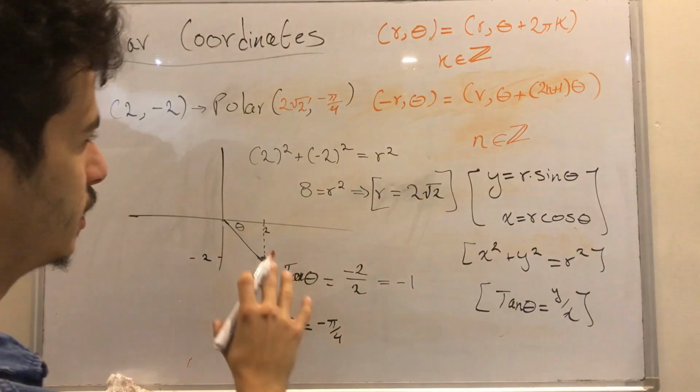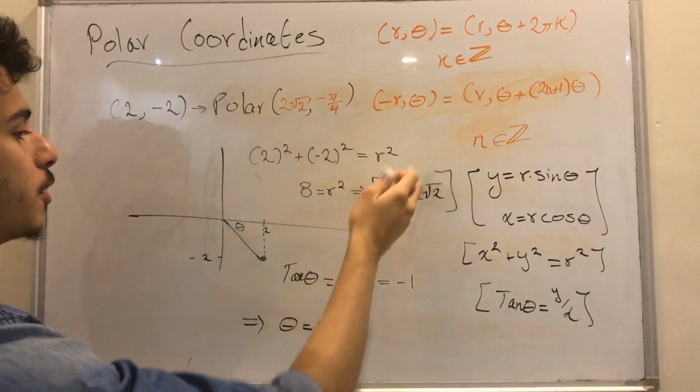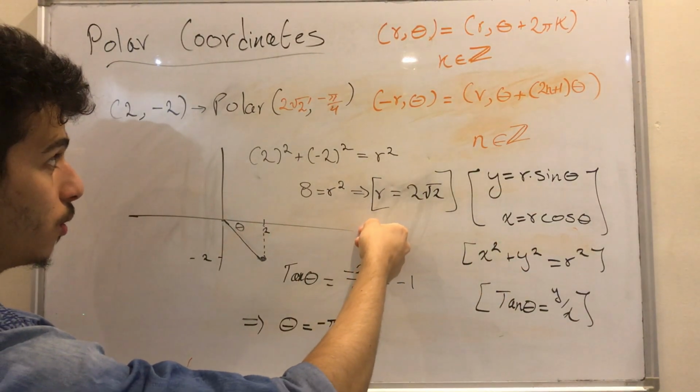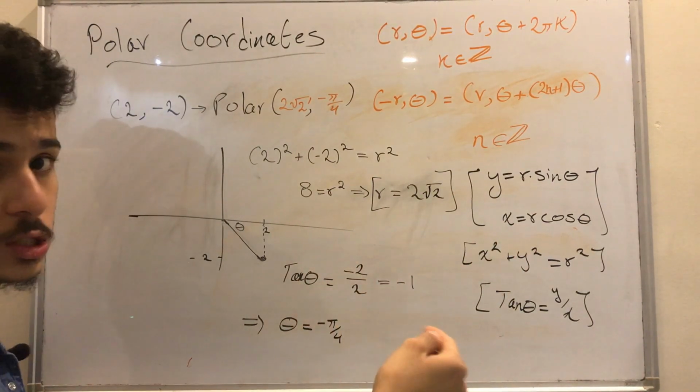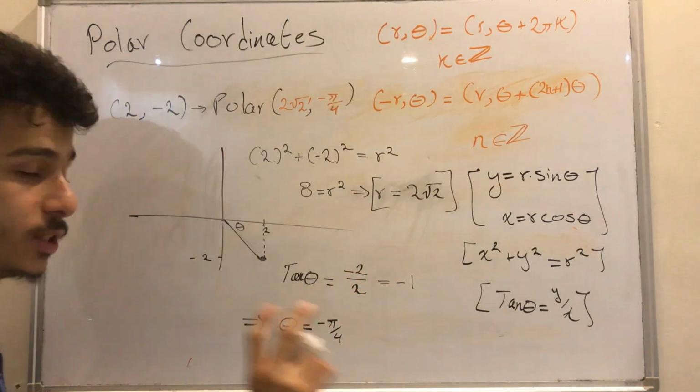Now let's verify, is this correct? (2, -2) in polar coordinates is (2 root 2, -pi over 4). And this checks out. We see that if we go -pi over 4, which is pi over 4 but clockwise, we'll end up in the fourth quadrant, which is correct.